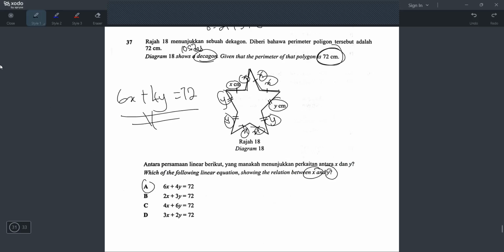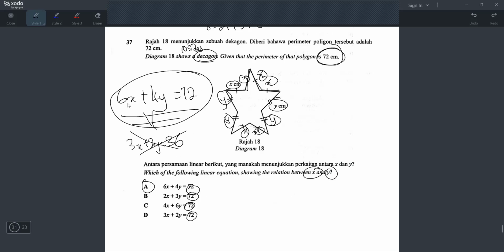Answer is A. Right? So quite easy, eh? Okay, what if you simplify it? You simplify it, it will be 3x plus 2y equals 36, right? But if you look at ABCD, there is no answer like that, because all of these options equal 72. So this cannot be the answer. This must be the answer. So A is the answer.